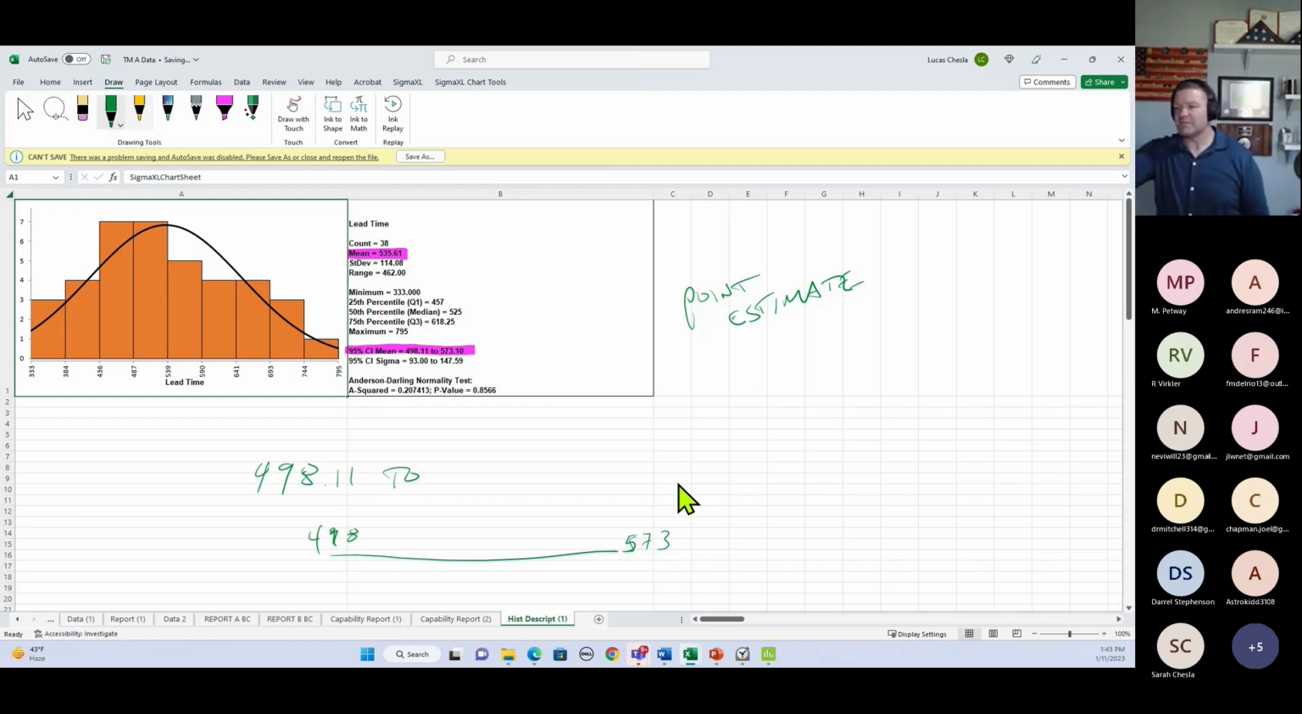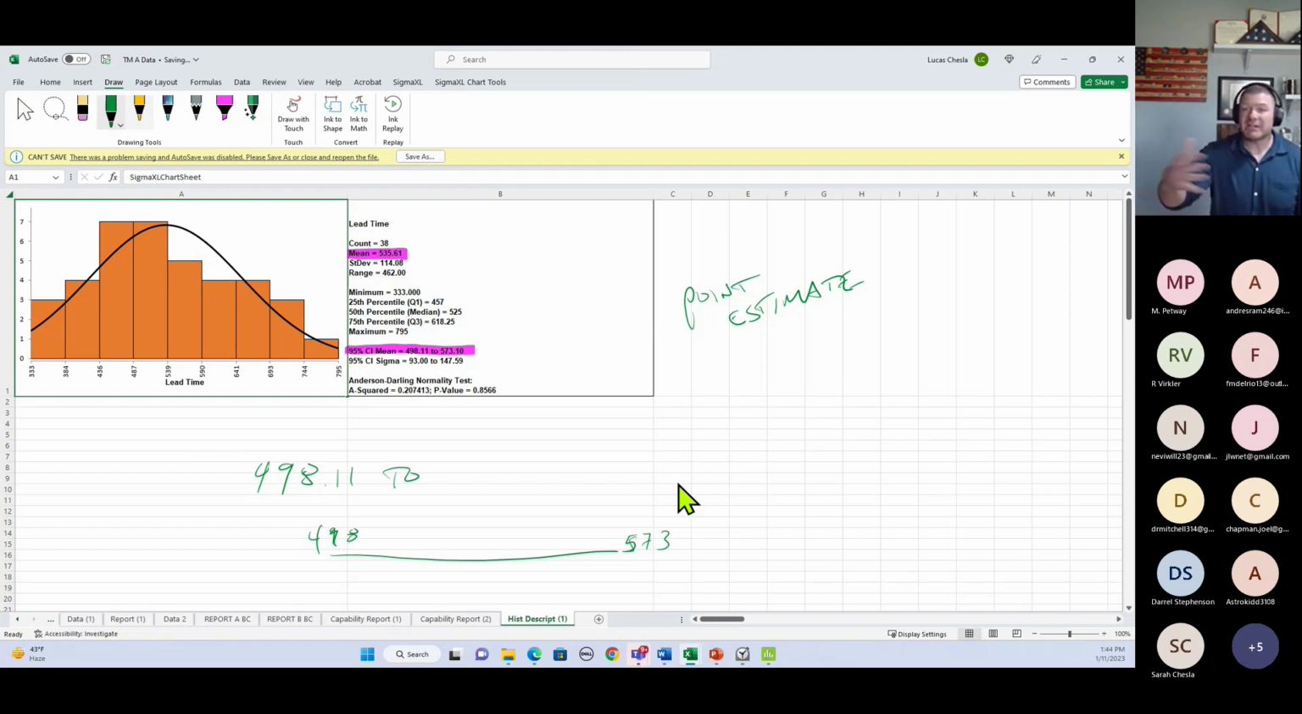So if I'm going to take a look at these numbers here, I'm going to say I'm 95% confident that my population average, not sample, we're dealing with the sample, I'm 95% confident that my population average is going to fall between 498 and 573. Because remember, this data set here is only one set. It's a point in time. It's called a point estimate.